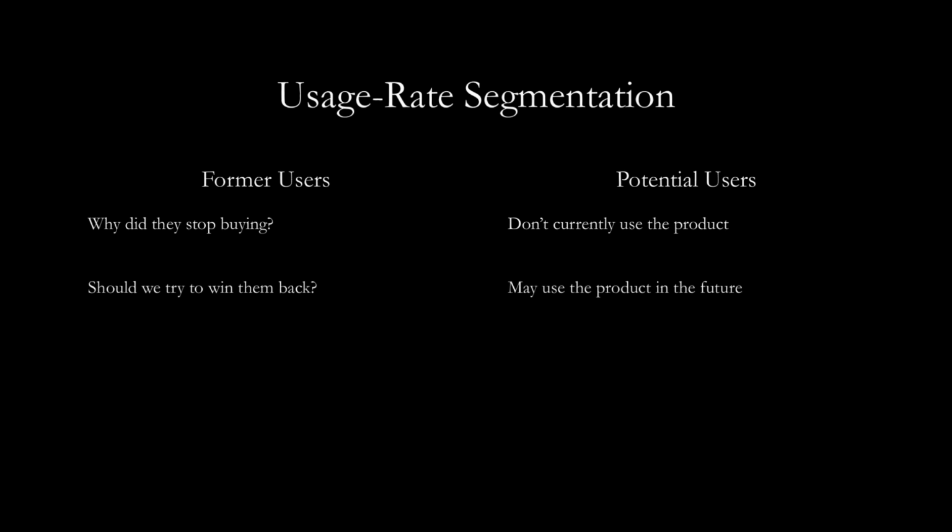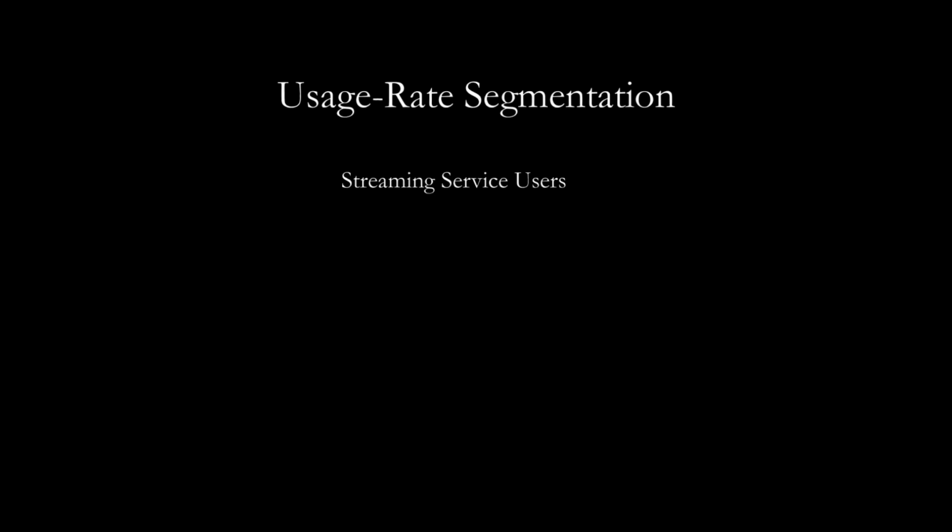In the liquor store example, people who are 20 years old can't legally purchase alcohol yet, but they will be able to in a year. These are potential users you might target when they turn 21. In a streaming service example, people who currently share passwords might become paying subscribers if password sharing is restricted. By understanding former users, current users, light, medium, and heavy, and potential users, marketers get a complete picture of the market. Let's look at an example of streaming services.